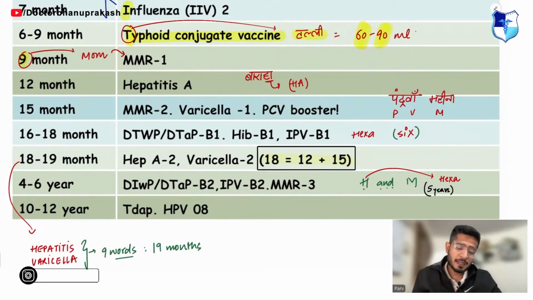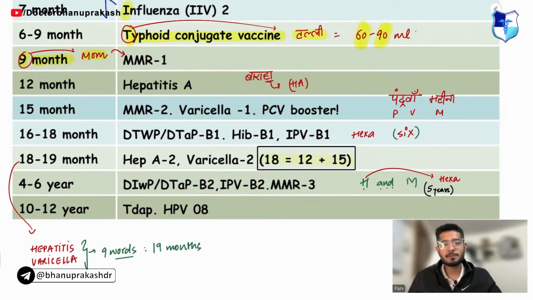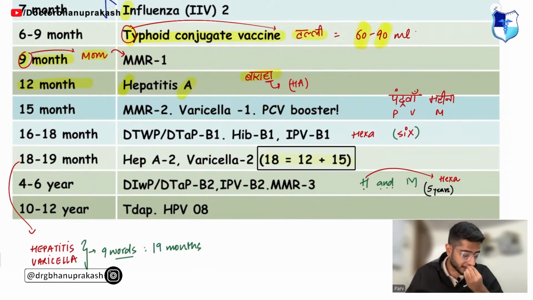9 months, of course, 9 months pe kya ban jaati hai? Maa ban jaati hai na. After 9 months we are delivering. So 9 months MMR. So this is important. 12 months, remember we write 12 months like Baraha. So Ha is important. Hepatitis A is something which you have to understand.